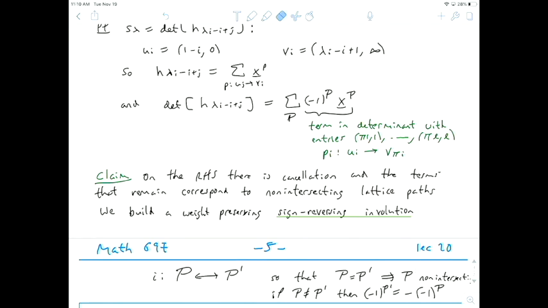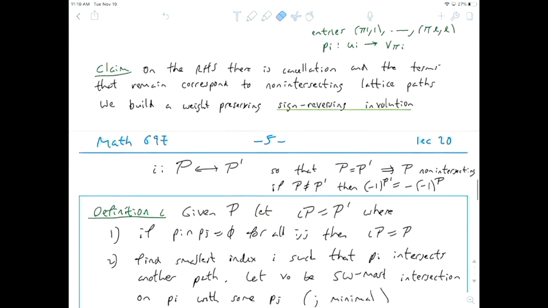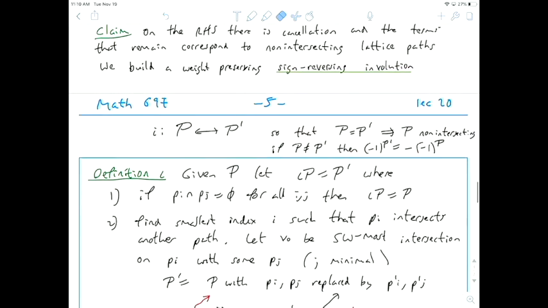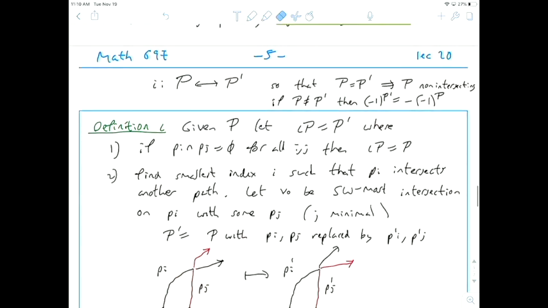If the paths are not intersecting, you don't do anything. And if P prime is different from P, so if I send it to something different, the sign changes by minus 1. That's what sign-reversing involution means. And it's an involution, so if P gets sent to P prime, then P prime gets sent to P.